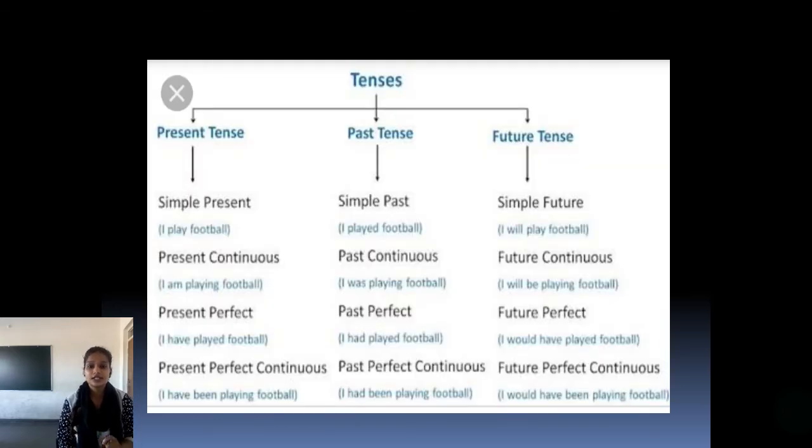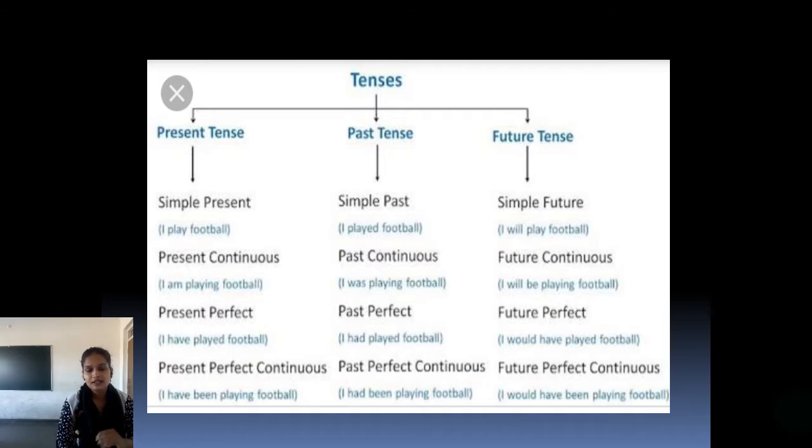Now the tenses are of mainly three kinds. That is present tense, where we are talking about the moment. Past tense, where we talk about the actions we did in the past. And in future tense, we talk about the actions we will be doing in the future.